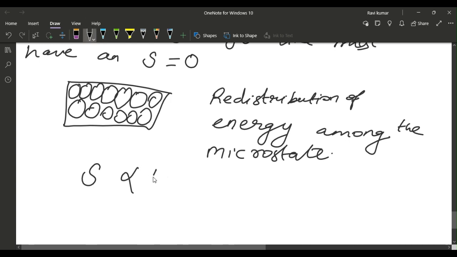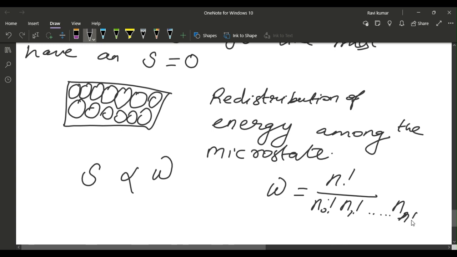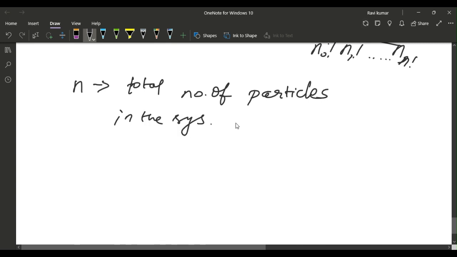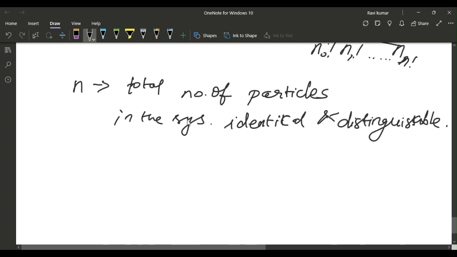So, we can represent it as omega. This omega is nothing but the number of ways of arrangement of n number of particles in a system. So, this is the formula for omega. From the formula, we can say n is the total number of particles in the system, which should be identical and distinguishable.